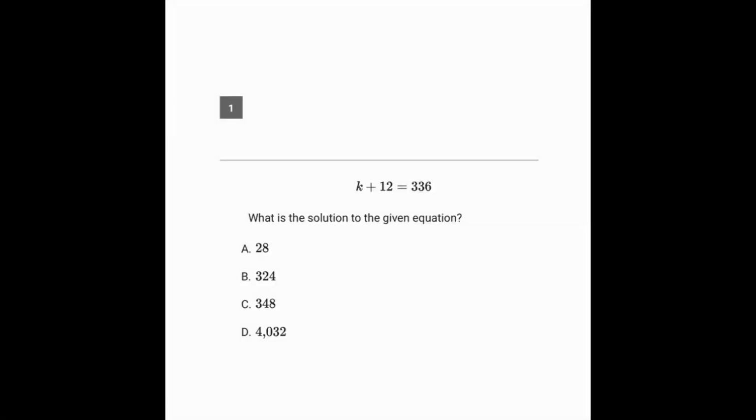Now starting on question number 1, here we have a nice straight equation where we're solving for x, and we should ask ourselves what's happening to x, and the answer is being added with 12. So therefore we should subtract 12, and we'll get k equals 324, and that's answer choice B.